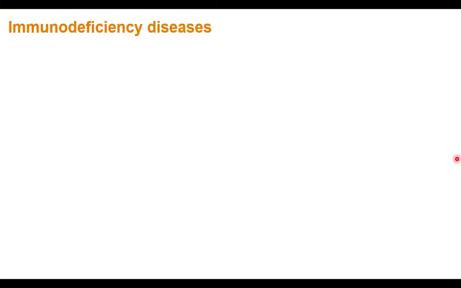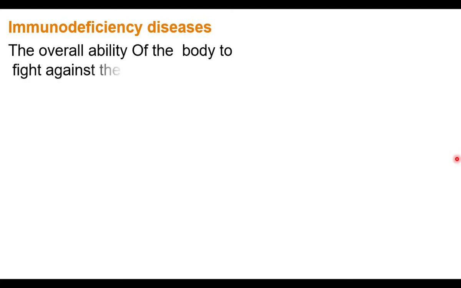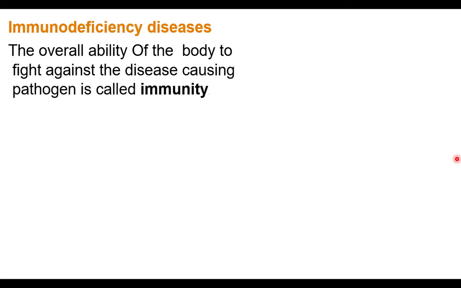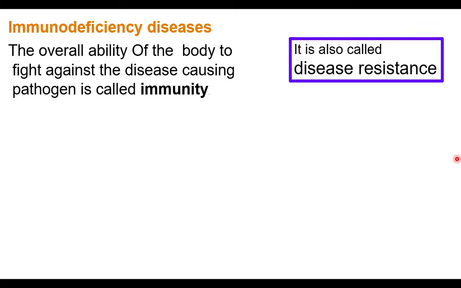In this part, we are going to study immunodeficiency diseases. What is immunity? The overall ability of the body to fight against the disease-causing pathogens is called immunity. It is also called disease resistance. If there is immunodeficiency, that will reduce the disease resistance. Immunodeficiency diseases reduce the immunity.